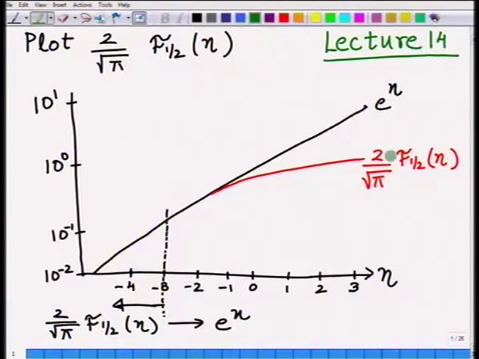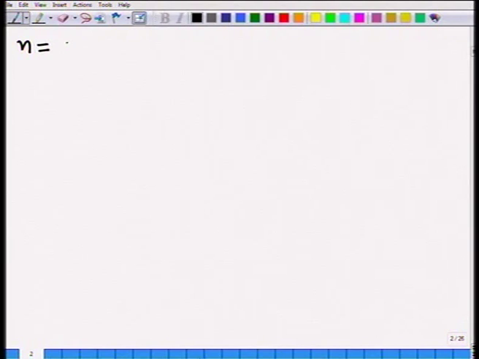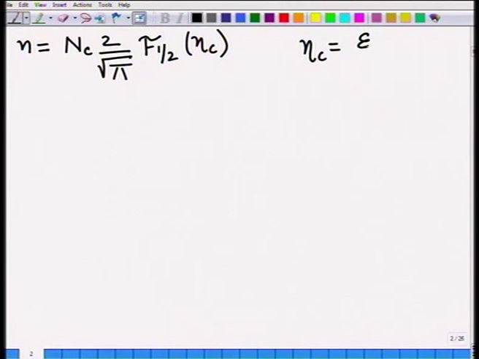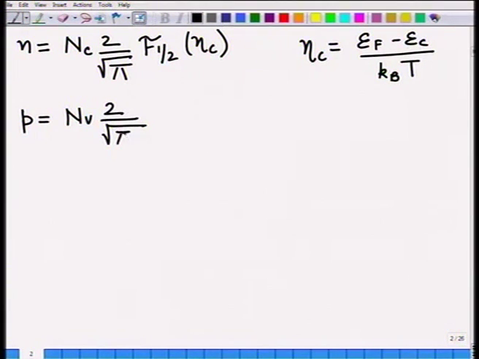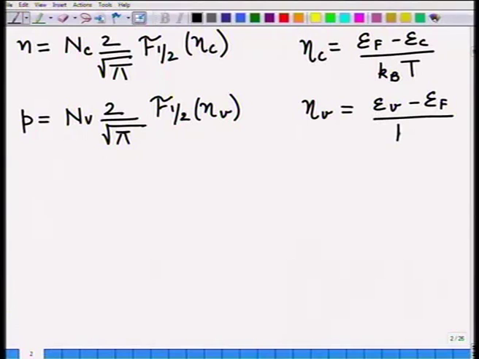Remember, we calculated that n, the number of electrons per unit volume in the conduction band, is equal to N_c times 2 by root pi times the Fermi-Dirac function of order half, where eta_c was equal to (E_F minus E_c) by k_B T. Similarly, we derived the hole density, which was equal to the effective density of states of the valence band times the Fermi-Dirac function of order half of eta_v, where eta_v was equal to (E_v minus E_F) by k_B T.